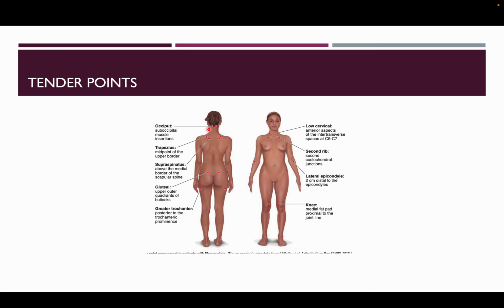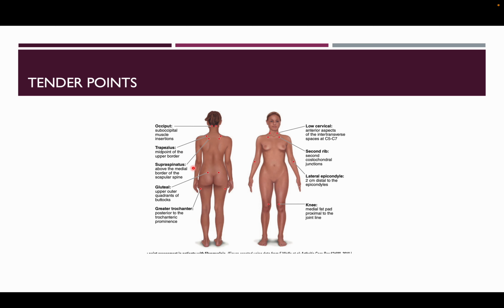One is occipital, suboccipital insertion. Trapezius you should check for, the midpoint of the upper border. Supraspinatus also should be checked, above the medial border of the scapular spine. Gluteal should be checked, and greater trochanter along the posterior aspect. Lower cervical should be checked, second rib should be checked, lateral epicondyle should be checked, and knee, medial to the fat pad. These all locations should be remembered. These are all the tender points you should check for in fibromyalgia.